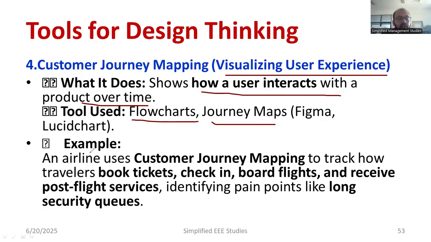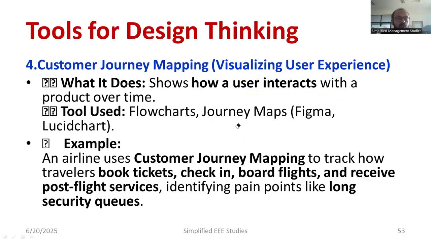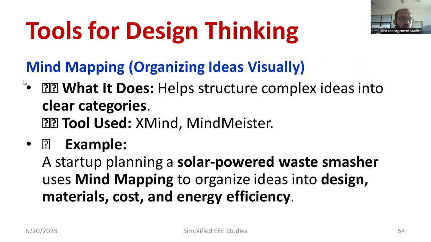For example, an airline uses customer journey mapping to track how travelers book the ticket, check in, board the flight and receive post-flight services, and to identify pain points like long security queues. These are the major concerns we can address with the help of journey maps. The journey map is one of the important tools with respect to customers, like customer support, CRM, etc.